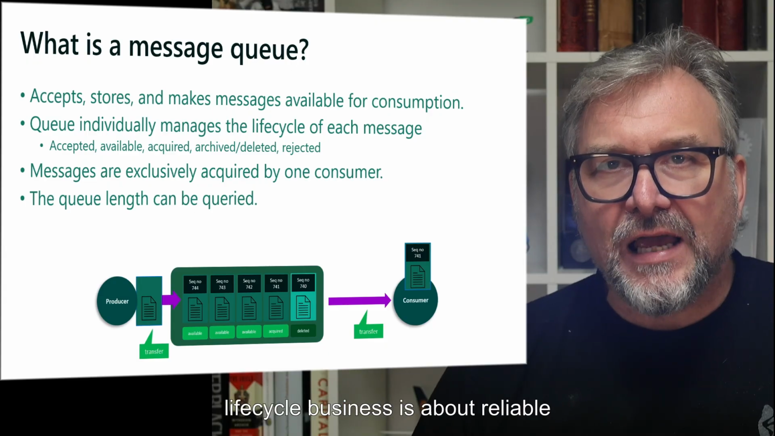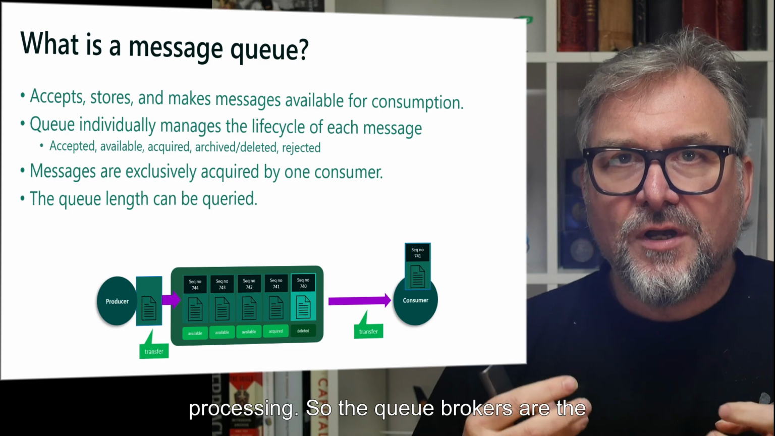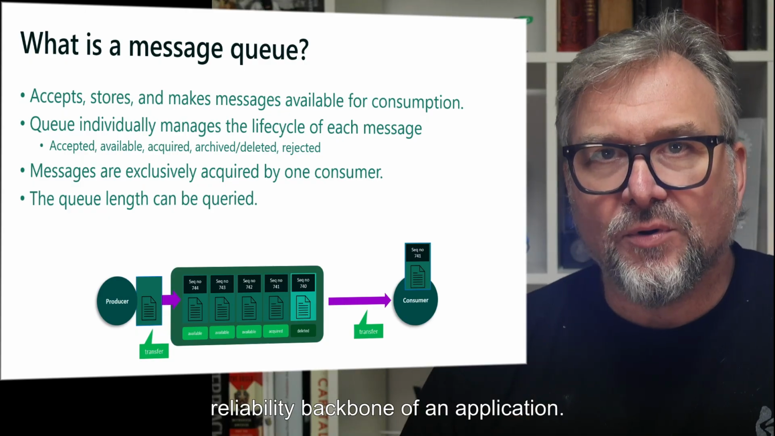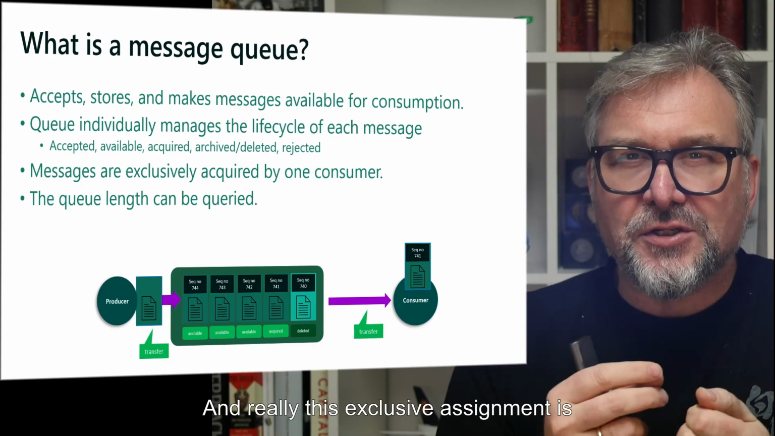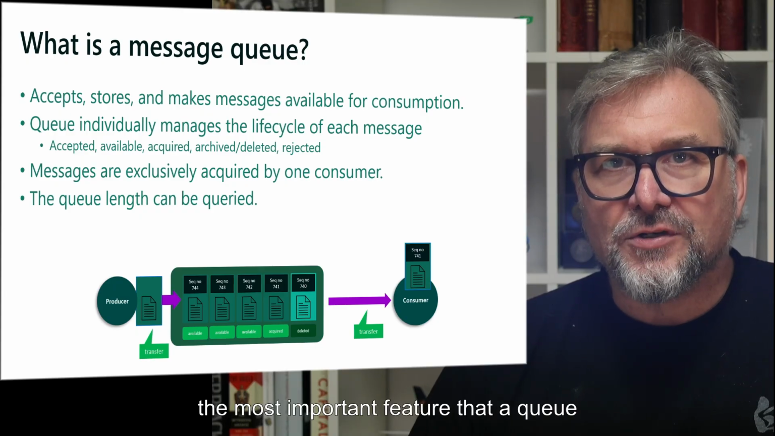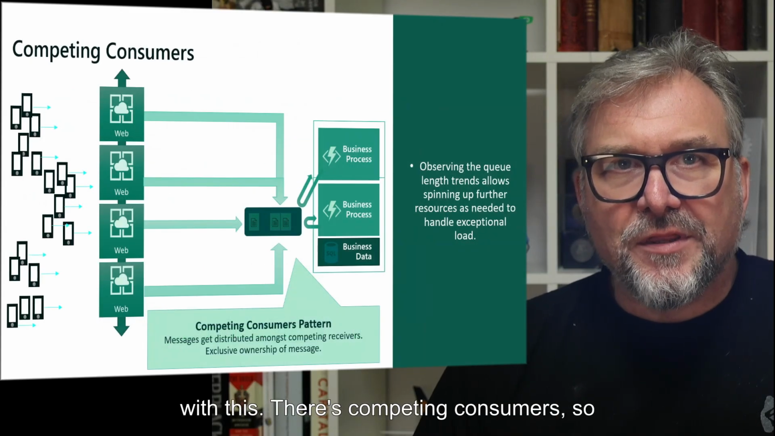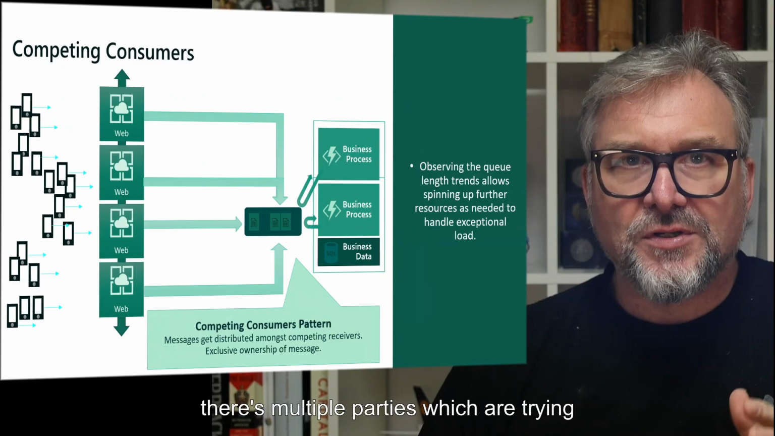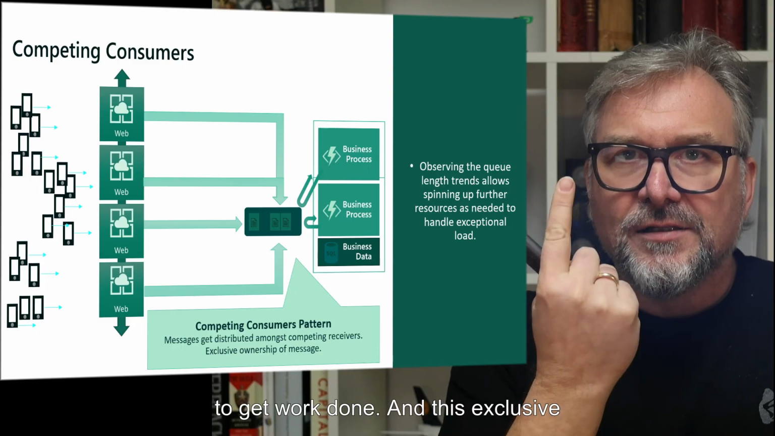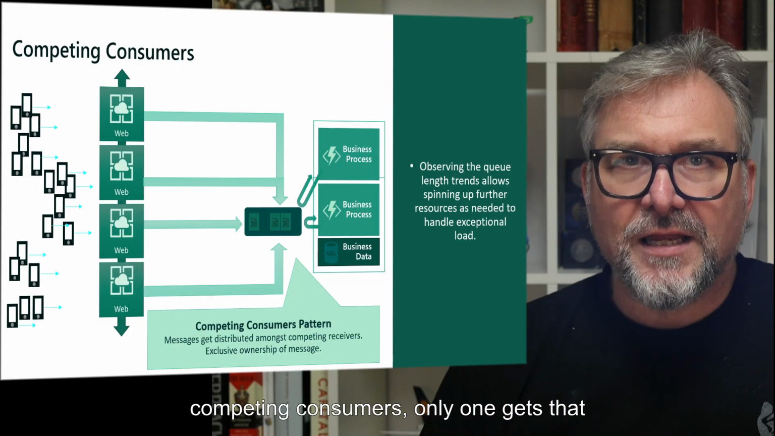Of course, this entire lifecycle business is about reliable processing. So the queue brokers are the reliability backbone of an application. And really this exclusive assignment is the most important feature that a queue broker has. Several patterns are realized with this. There's competing consumers, so there are multiple parties trying to get work done, and this exclusive assignment guarantees that amongst competing consumers, only one gets that job.